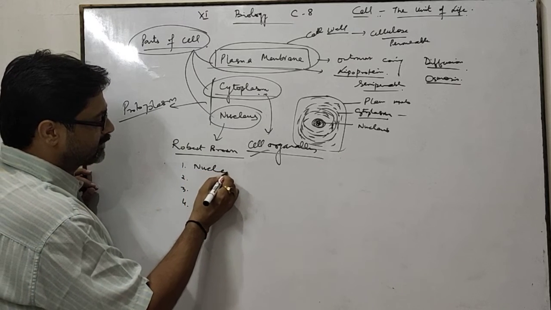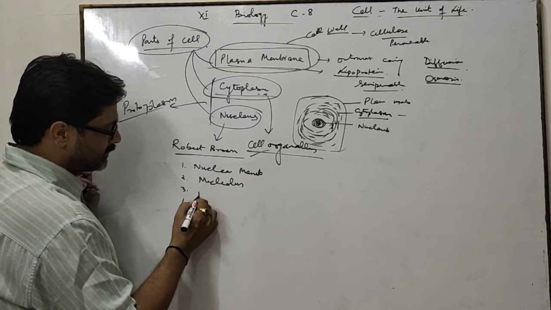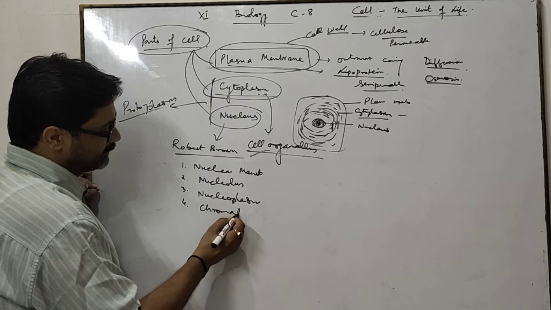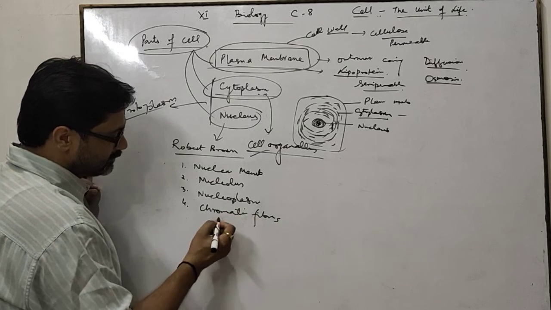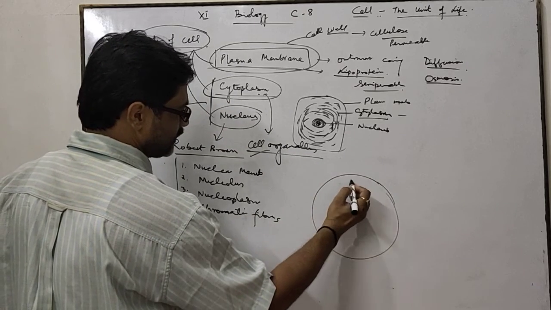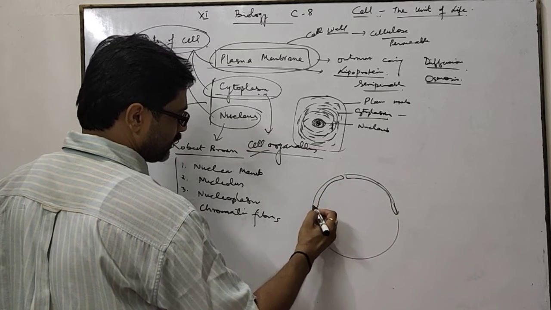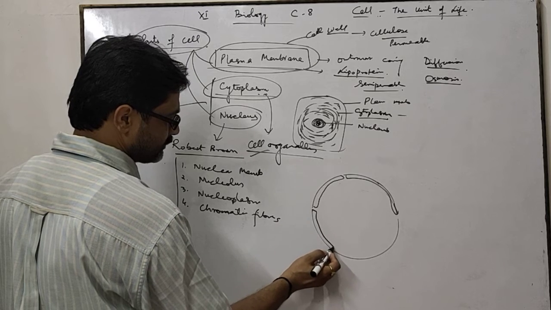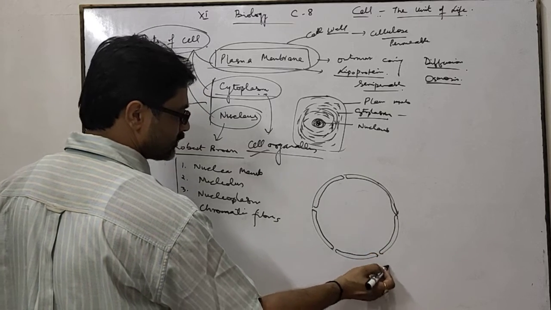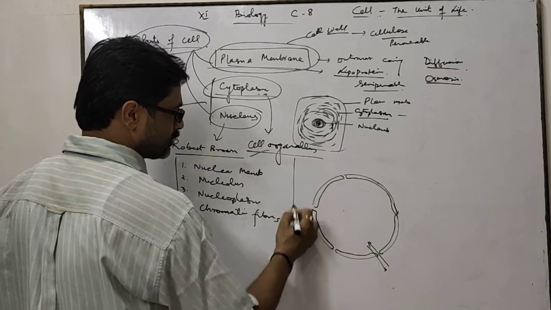First one is nuclear membrane. Second one is nucleolus. Third one is nucleoplasm. And fourth one is chromatin fibers. These are the various parts of nucleus. If you see the figure of this nucleus, nucleus is made up of two layers, double membrane. At some places it contains many pores. These are called nuclear pores, through which the substances come in and go out of the nucleus to the cell.